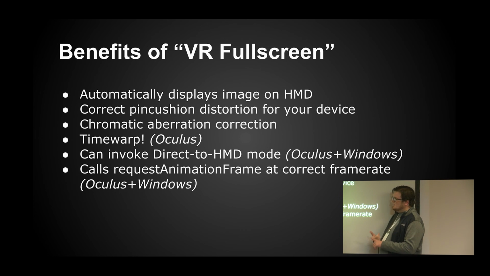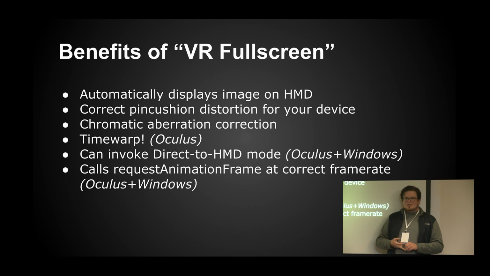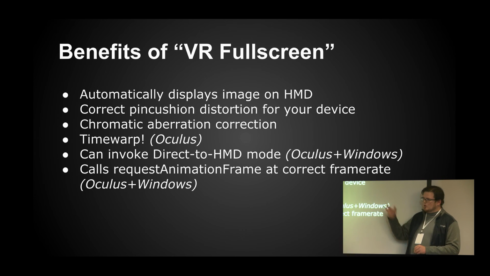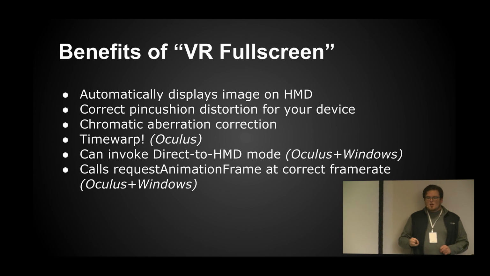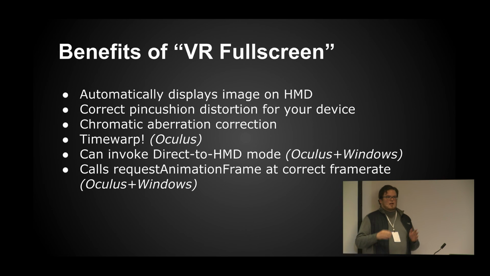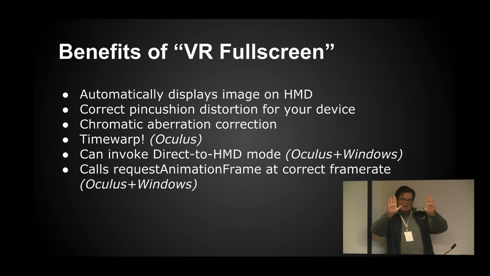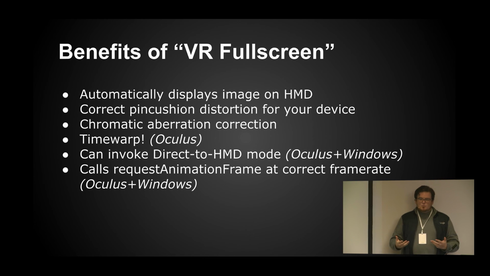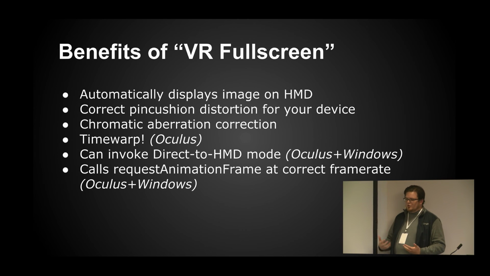We'll be able to correct things like chromatic aberration that come out from the lenses. We can do techniques like time warp, which is currently working on all the Oculus implementations of Chrome, which, as you're moving your head around, will do a last-second polling of where the device is looking and shift the image that you rendered ever so slightly so that it more closely matches up with where the user's head is pointing. This makes a massive difference in the feeling of smoothness.